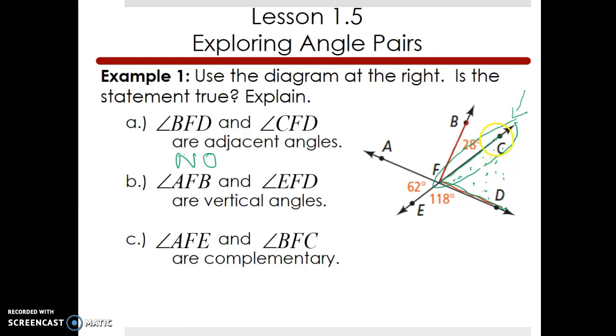It's not adjacent because it's not only the rays that they have in common; they have common interior points. So I'm going to write, no, they have common interior points. Again, they're not right next to each other. One of the angles contains the other angle. I'm going to erase my markings to do the next problem.